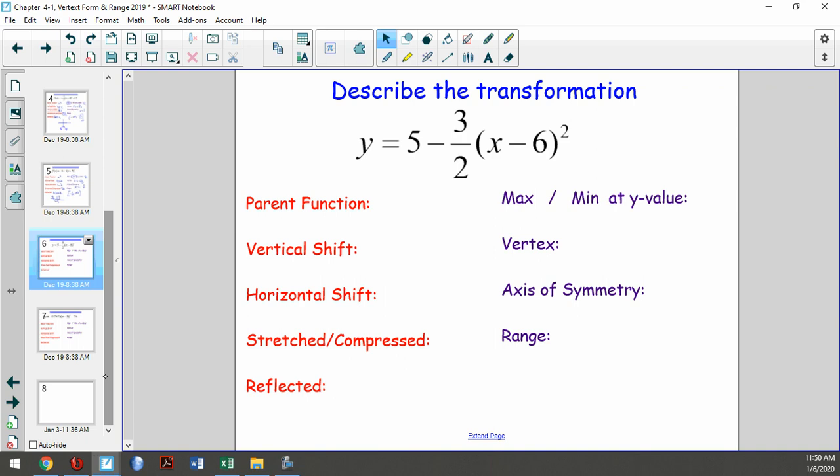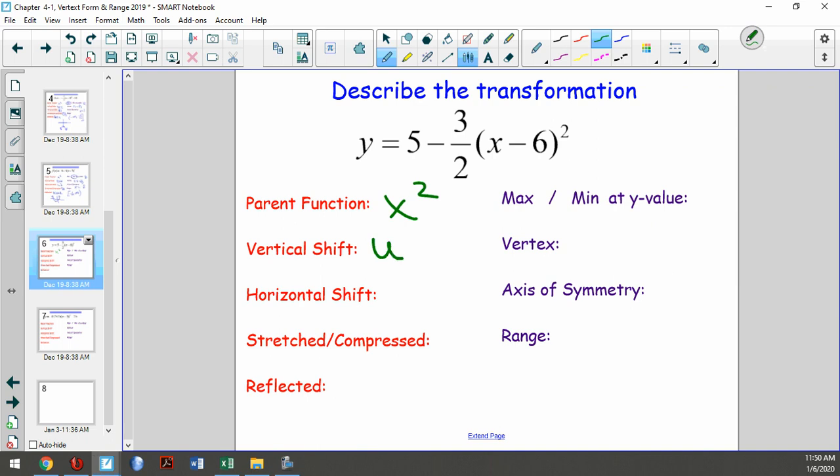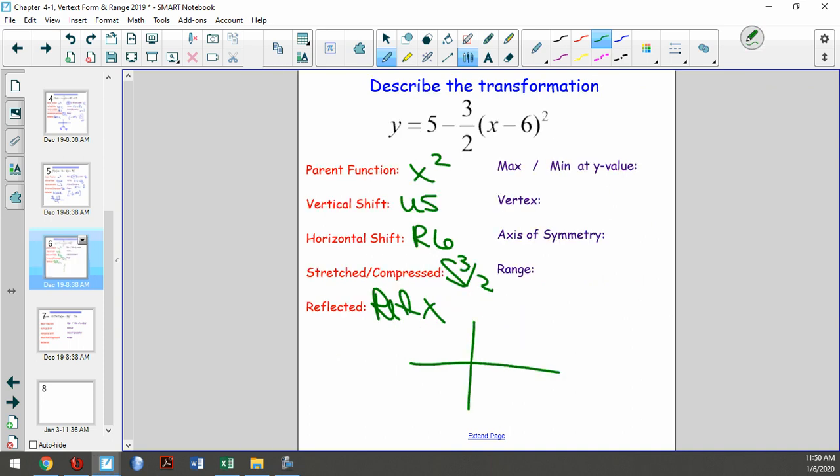Okay, what's the 5 do? A 5, what's the minus do? Reflects it over the x-axis. What's the 3/2? It is a stretch of 3/2 because it's greater than 1. And what does the -6 do? Right 6. So therefore, if we go ahead and draw this, what is my vertex going to be? 6, 5. So that's going to put me right here.